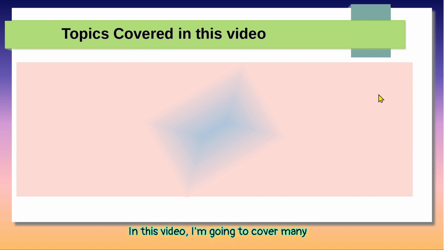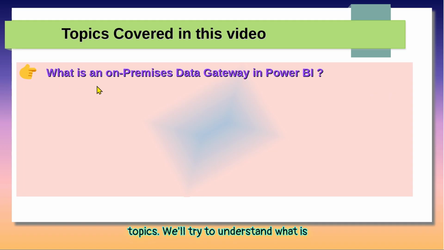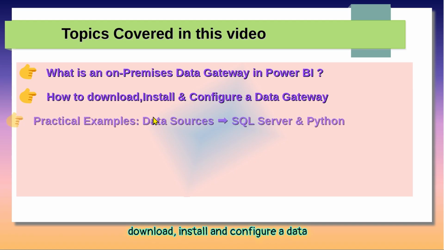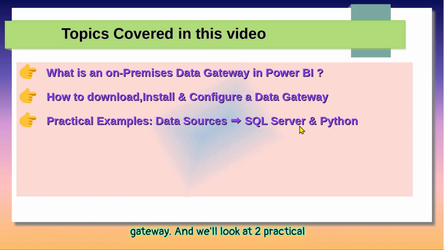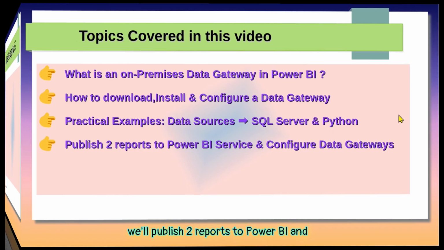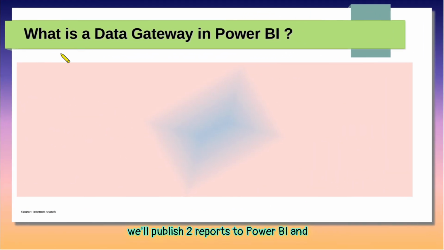In this video, I'm going to cover many topics. We'll try to understand what is an on-premises data gateway in Power BI. And also we will look at how to download, install, and configure a data gateway. And we'll look at two practical examples, one with SQL Server data source and Python data source. And later on, we'll publish two reports to Power BI and configure the data gateway.